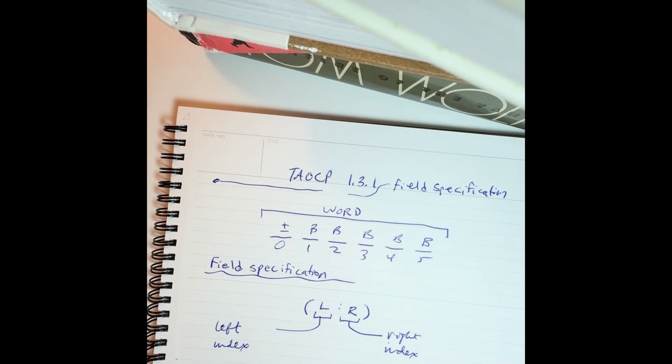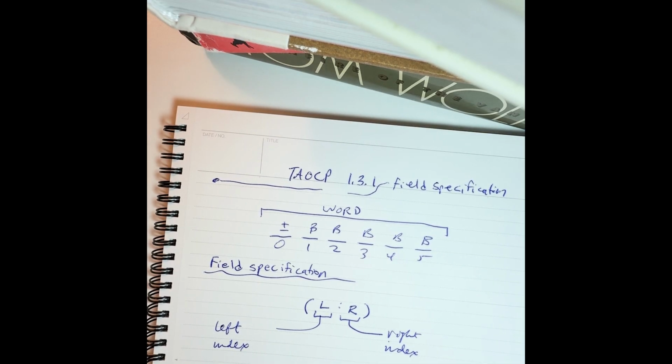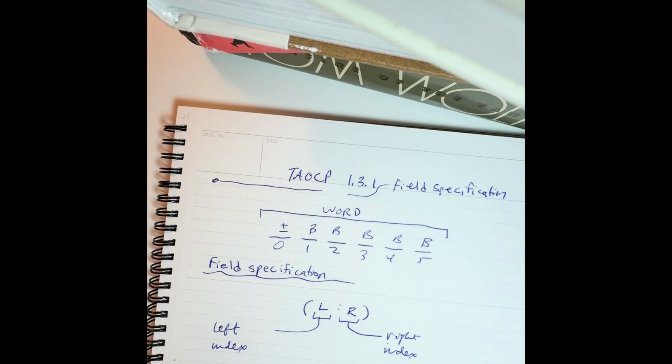0, 5 ends up being the whole word. This is the most common field specification, or fspec, field specification. And I'm running out of room here, so let's get another page going.